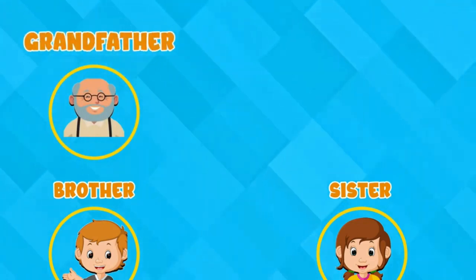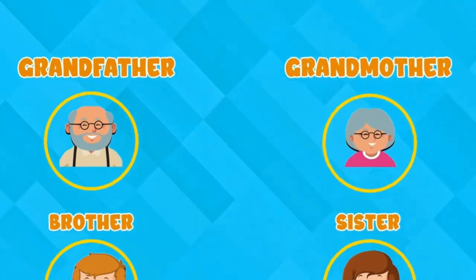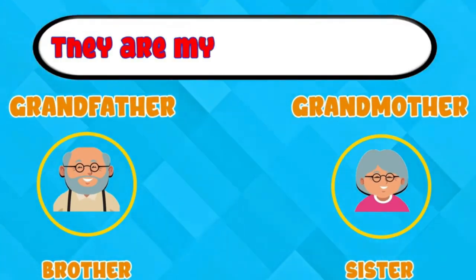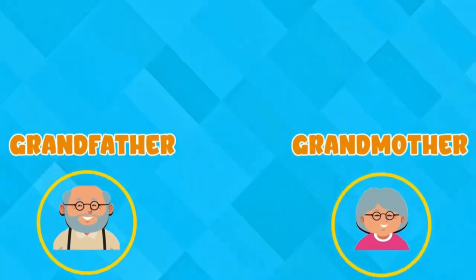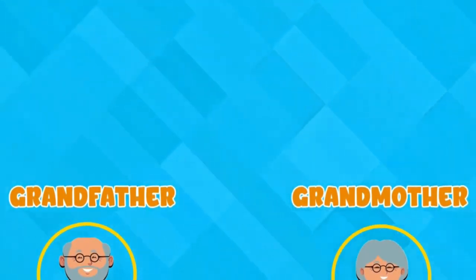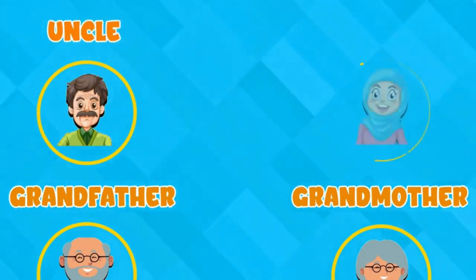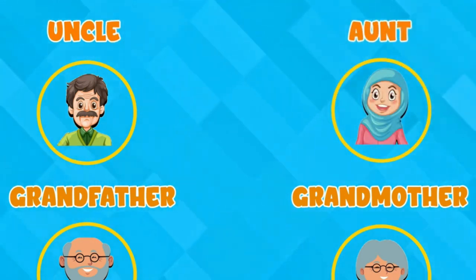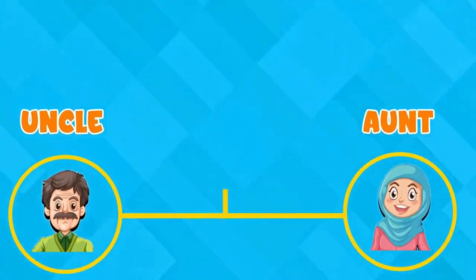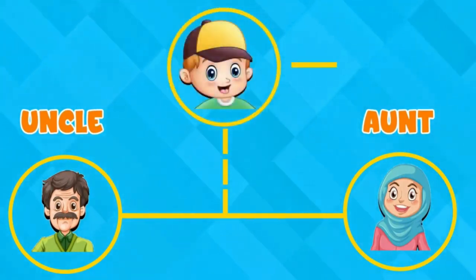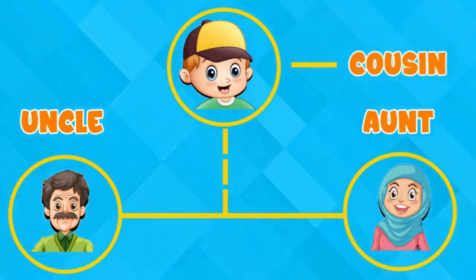He's my grandfather. Grandfather. She's my grandmother. Grandmother. They are my grandparents. Grandparents. He's my uncle. Uncle. She's my aunt. Aunt. She's my cousin. Cousin.